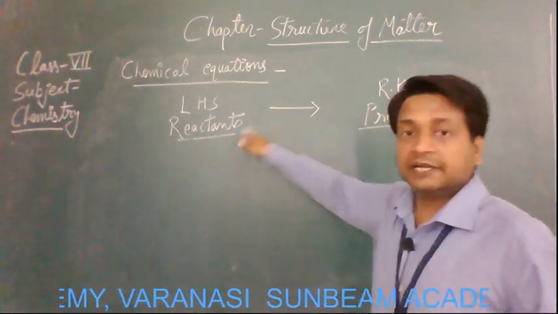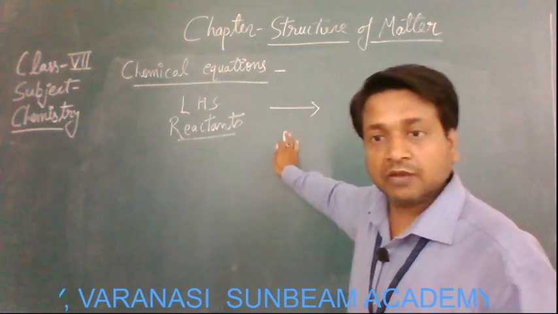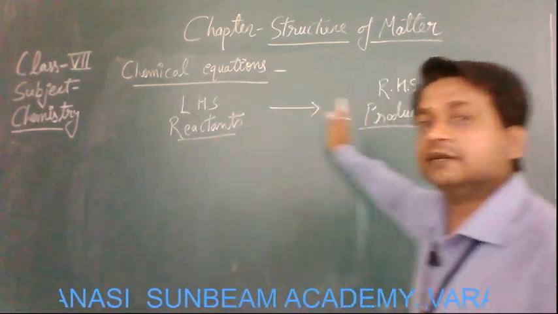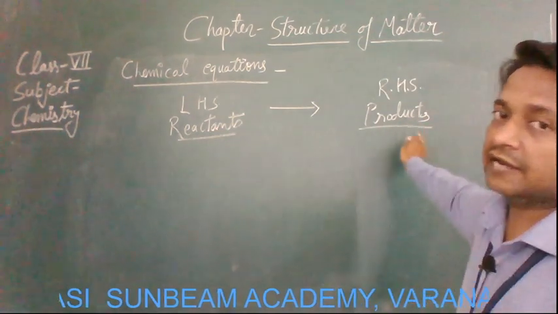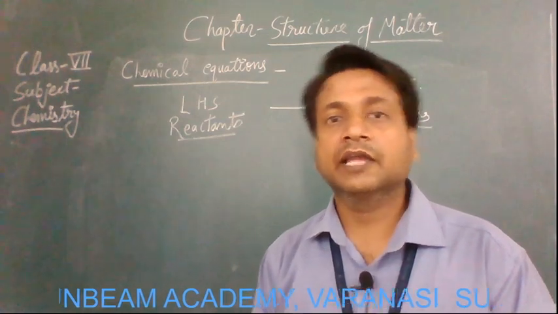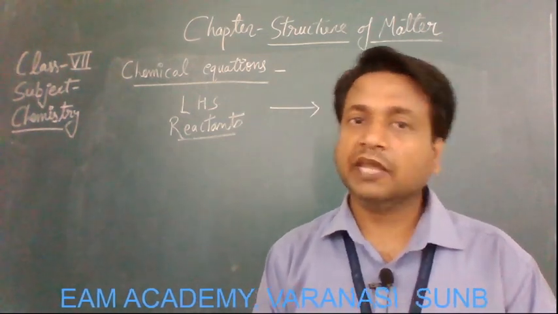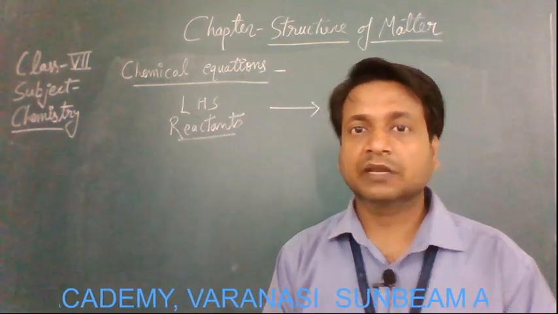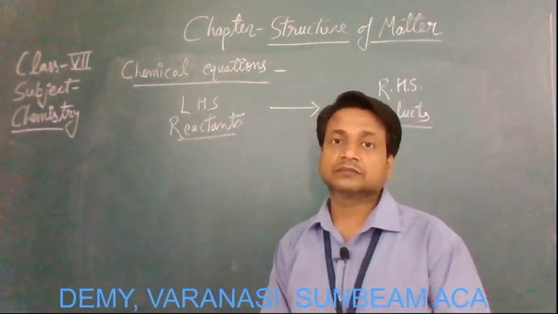So between reactants and products, there must be an arrow sign. Reactants must be on the left hand side and products must be written on the right hand side. These are the things we must remember to write the chemical equation of any chemical reaction. Okay, children? Now, take some example.